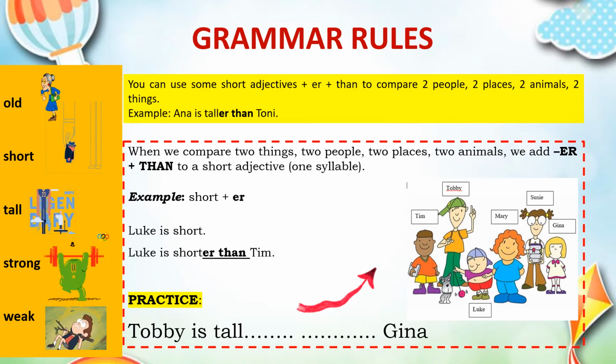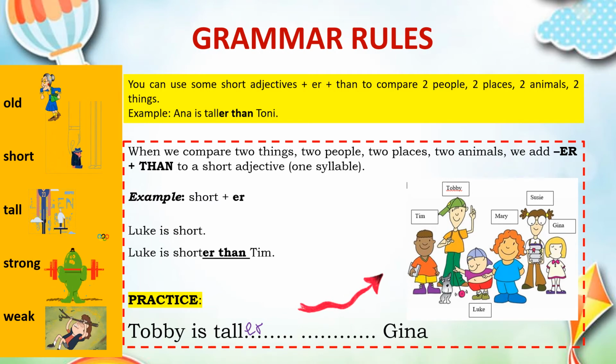Toby is tall. I'm using over here the adjective tall. So to make a comparative statement, I'm going to add er. Toby is taller. Let's see over here, this is Toby. Is taller. Tall, it means alto, right? Toby is taller than Gina. Okay, that is a comparative statement.